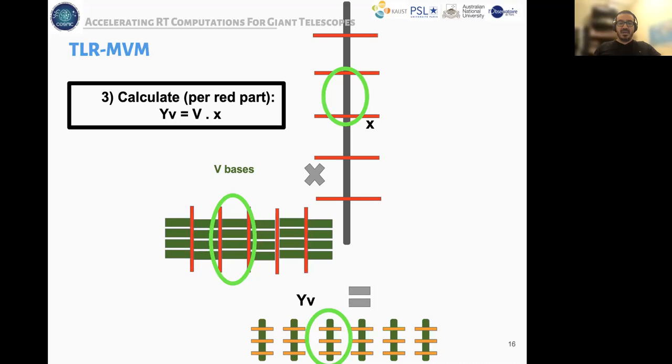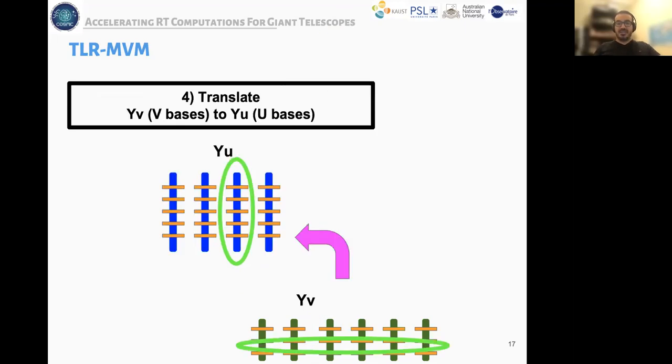So once we stack those bases, the U and V bases, I can now perform my matrix vector multiplication. I start with the V bases and I multiply those V bases by my vector X, and I obtain this vector YV, which is a transient vector after doing this first stage. And this is basically done by doing a batch matrix vector multiplication. The second stage basically takes the YV transient matrix and does some projection into the U basis. And I get this now YU data structure.